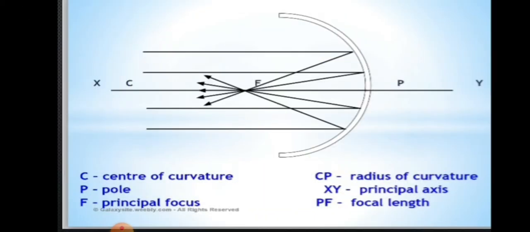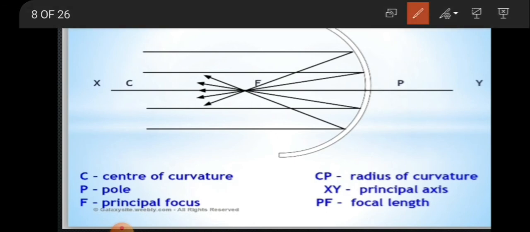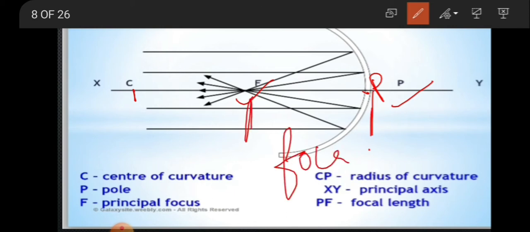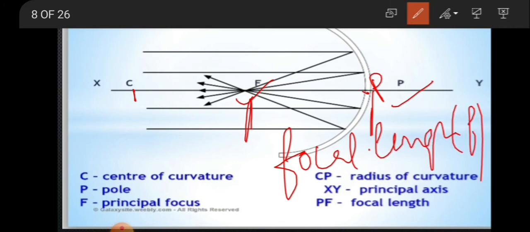This is the picture showing the concave mirror. This point is called the pole, this is the principal focus, this is the center of curvature, and the XY line is the principal axis. The distance between the focus and the pole is called the focal length. It is denoted by small f. Principal focus is denoted by capital F. Then f equals R by 2.